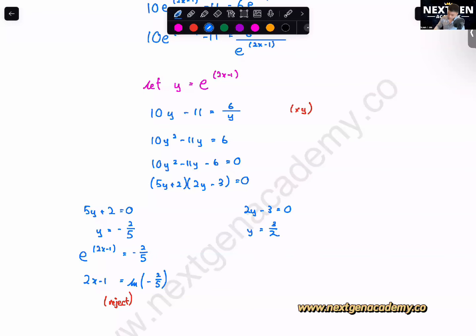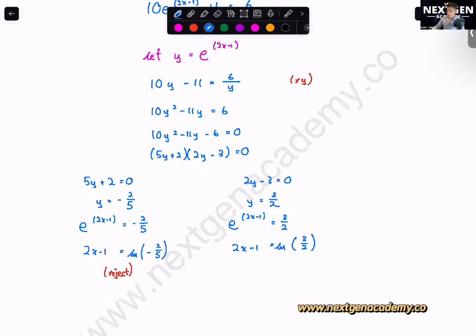We do this part here, e to the power of 2x minus 1 equals 3 over 2. 2x minus 1 equals ln 3 over 2. Okay, then here, we have to do this: 2x equals 1 plus ln 3 over 2. x equals 1 over 2 plus 1 over 2 ln 3 over 2. This is your final answer.